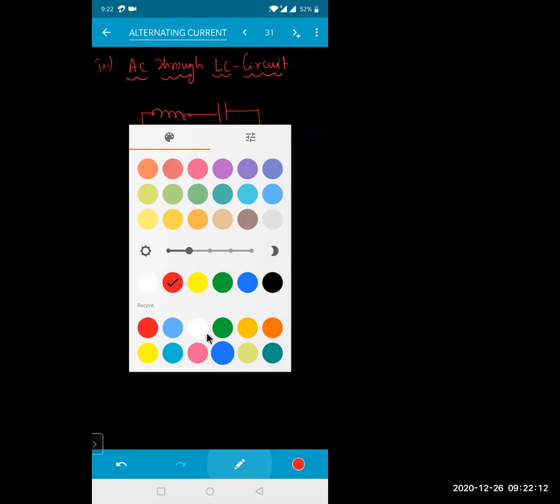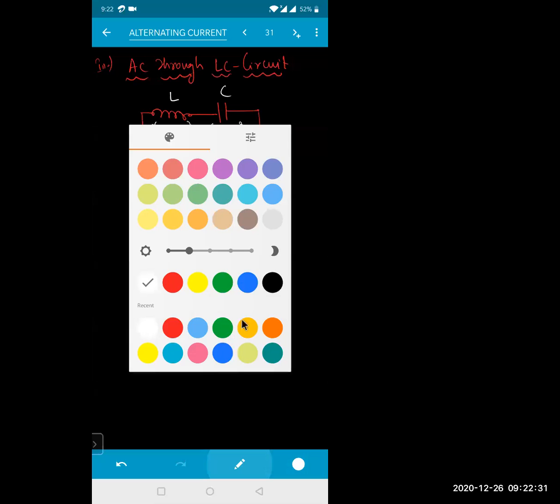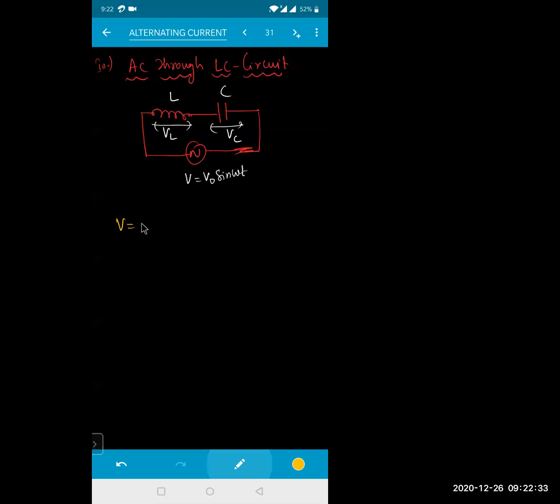Here, whatever the potential I'm having, V is equal to V naught into sine of omega t, and this is your L, this is your C. So this will be the potential across the inductor, and this will be the potential across your capacitor. So V will be equal to V naught sine omega t.